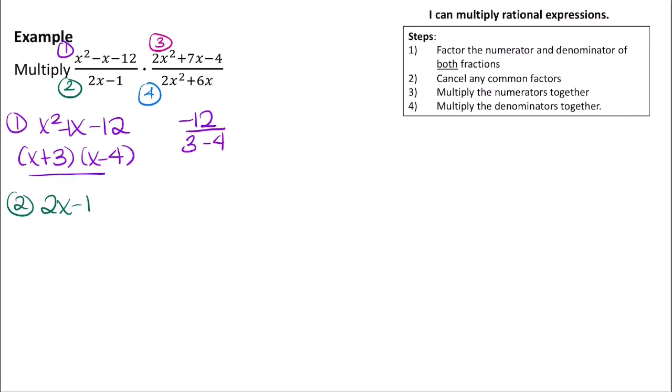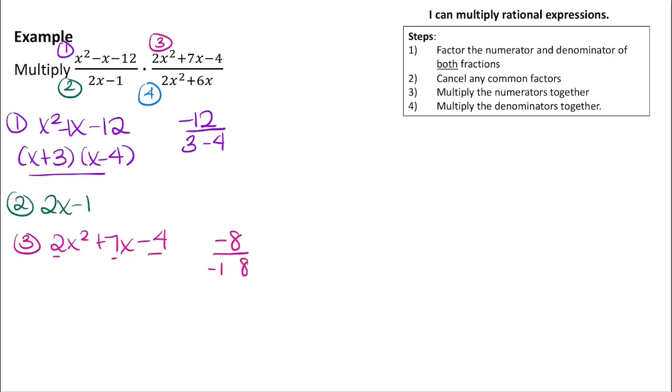Now let's factor the next numerator. We have 2x squared plus 7x minus 4. Here I have a situation where my a is not equal to 1. So remember, I have to do a times c, right? 2 times negative 4 gives me negative 8. I need two factors of negative 8 that add up to positive 7. The factors that work are negative 1 and positive 8.